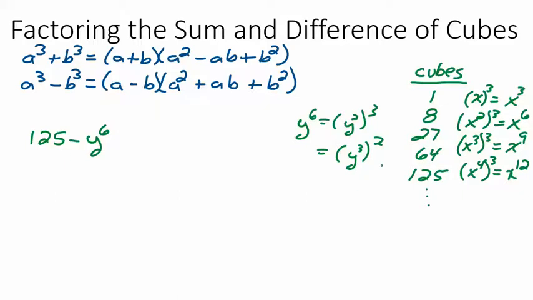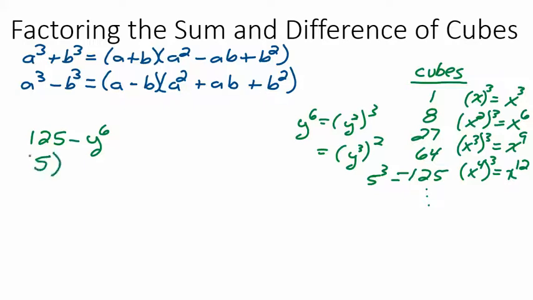Well, 125 is 5 times 5 times 5. That is a perfect cube. It's not a perfect square. Okay, so we're going to use the difference of cubes. And what's your a value? Think about what your a value is. Not 125. Your a value is what cubed gives you 125.